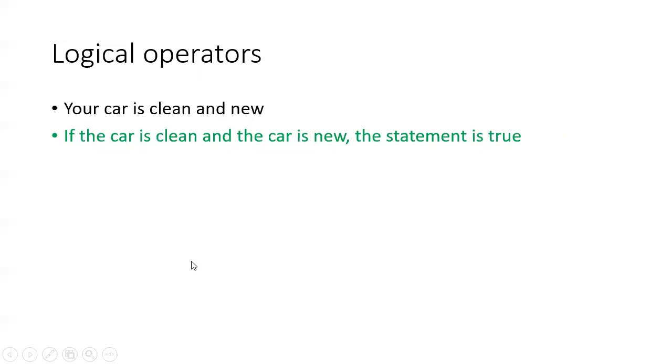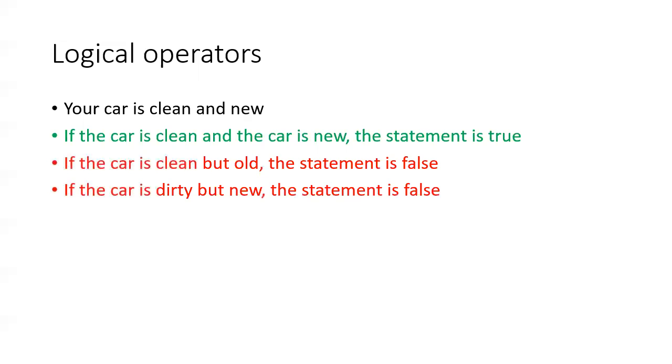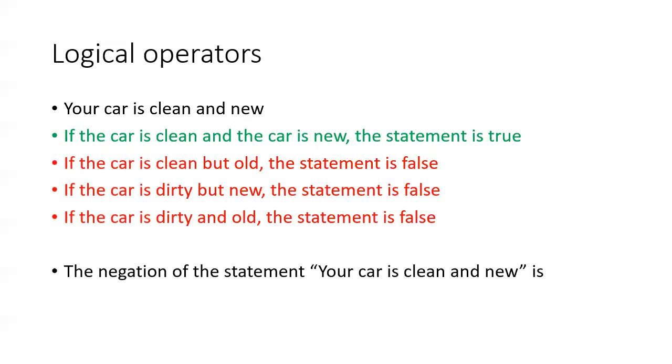And let's see what we'll do with an example. Conjunction, we're using an and between clean and new. The only way that this statement is true is if the car has two things happening. It must be clean and it must be new. If the car is clean, but it's old, then the whole thing is false. If the car is old, but it's clean, then the whole thing's false. If the car is dirty and it's old, then the whole thing is false. And so that's represented there.